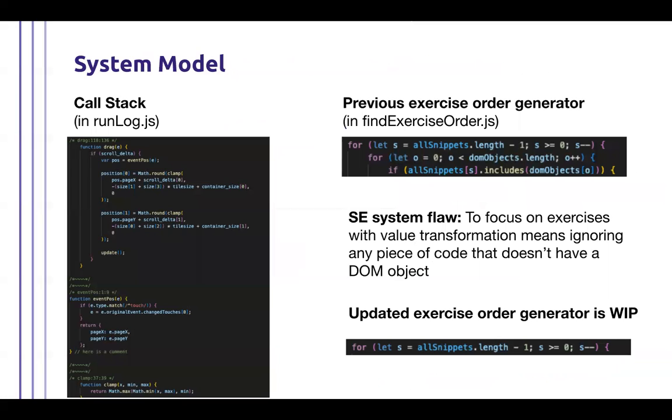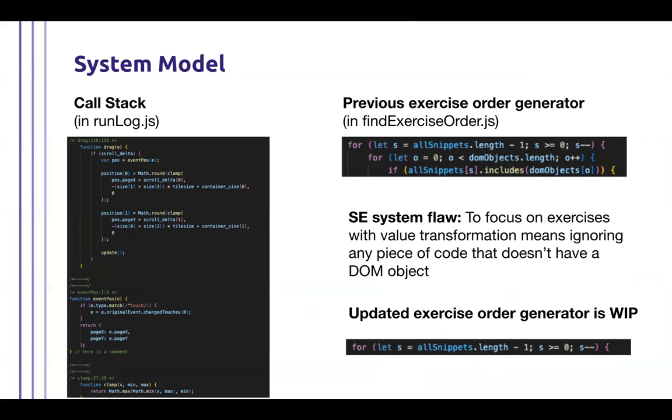So now with the updated interface model, we can look at our system model. If we look at the previous system model, it creates a call stack, which is an ordered list of code snippets from the source code in the order that they were called in. And with this, we can go in the reverse call stack order to create our exercises. And this call stack you can find in the runlog.js file. And then the exercise generator you can find in the findexerciseorder.js file.